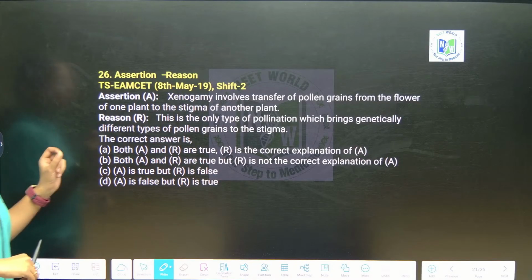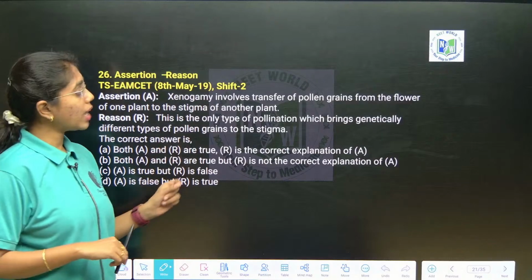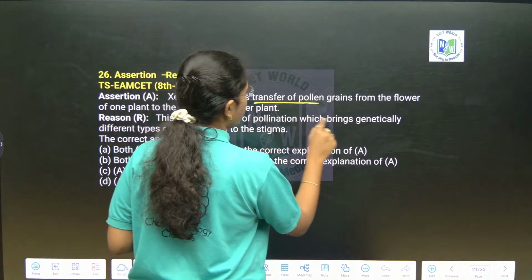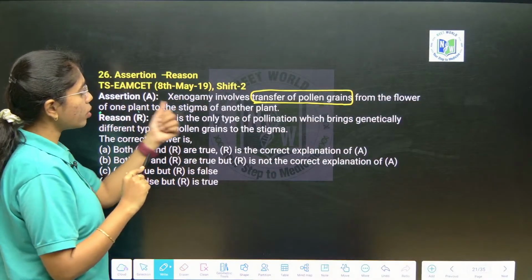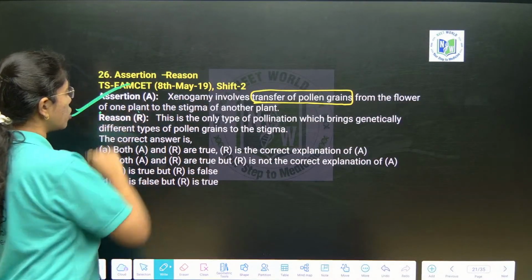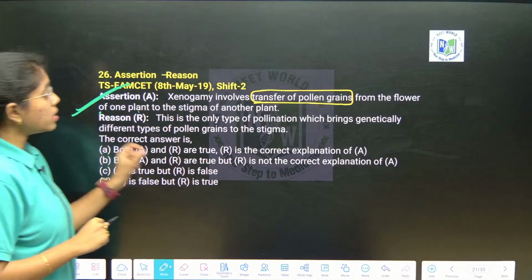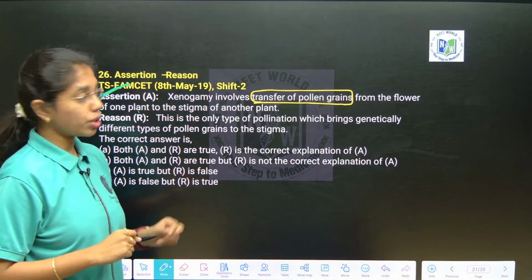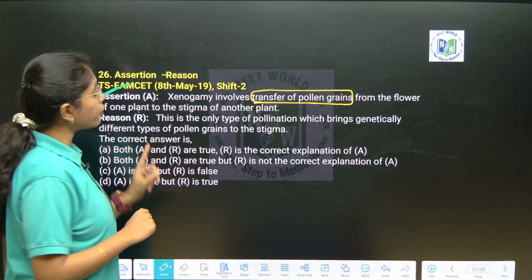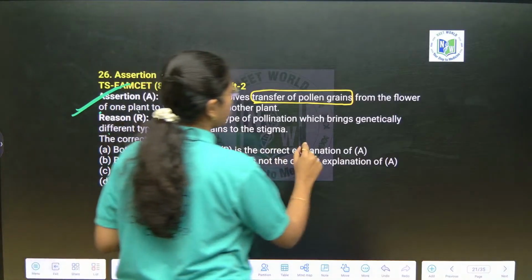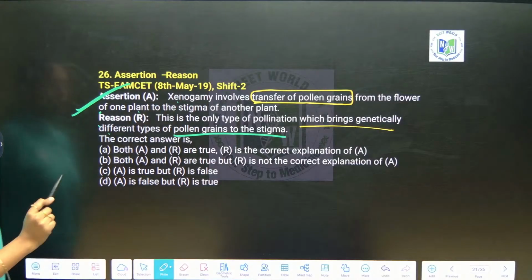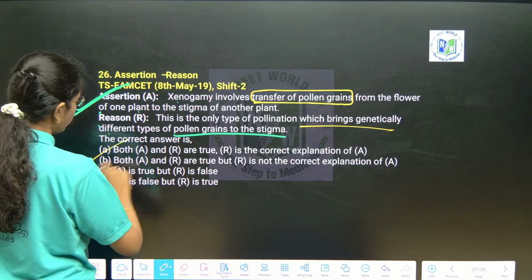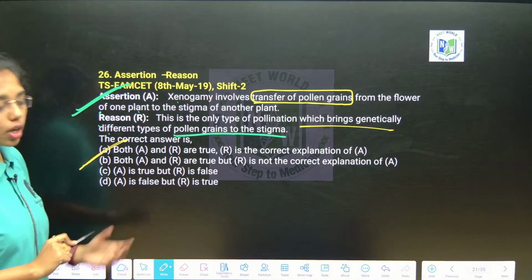Assertion. Xenogamy involves transfer of pollen grains from the flower of one plant to the stigma of another plant. True. In the reason, this is the only type of pollination which brings genetically different types of pollen grains to the stigma. True. So, the reason is explaining xenogamy, that is cross pollination. So, both A and R are true and the reason is the correct explanation of the assertion.